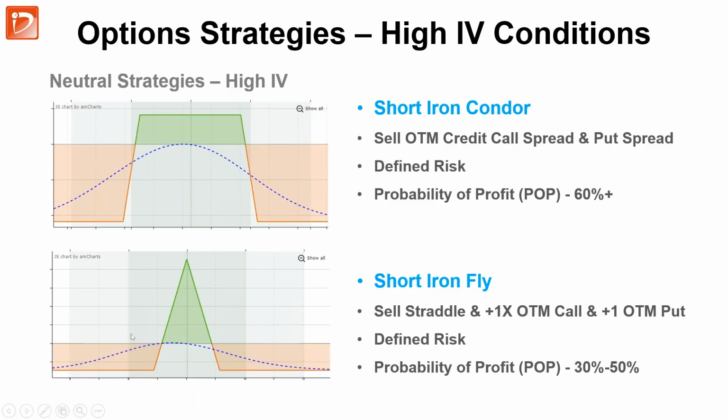And here the probability of profit is very low, and it profits when the underlying stays within a very narrow range. This is a high reward risk scenario. You risk less, but you make more. But the probability of profit is less. So pay attention to that. And this is a defined risk strategy.